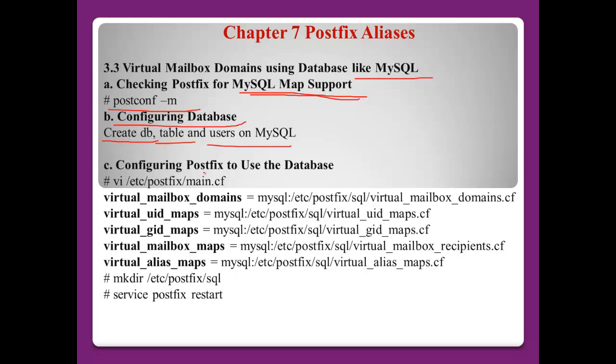And after that, in the postfix main.cf file here, we need to add this kind of line. First one, virtual mailbox domains. So this kind of domain will be configured in this file. And the UID maps here, and the GID maps, virtual GID maps. And the mailbox maps here, virtual mailbox recipient cf. And alias maps here.